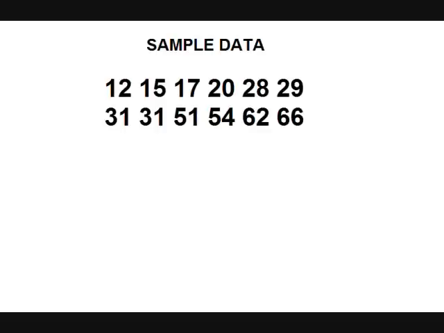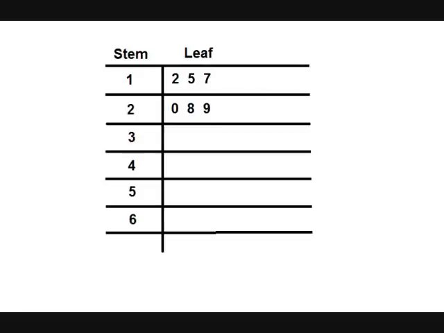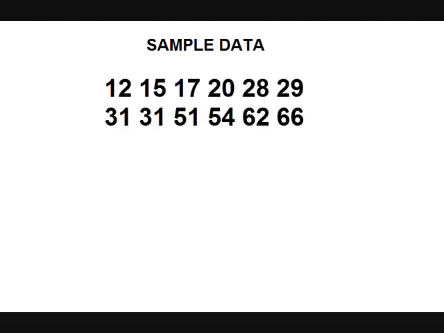Next we do the same thing with the 20s. We have a 20, a 28, and a 29. So you take the 0, the 8, and the 9 and put them on the right side in the 20s column, like so. Now, in the 30s, we run into something different here.